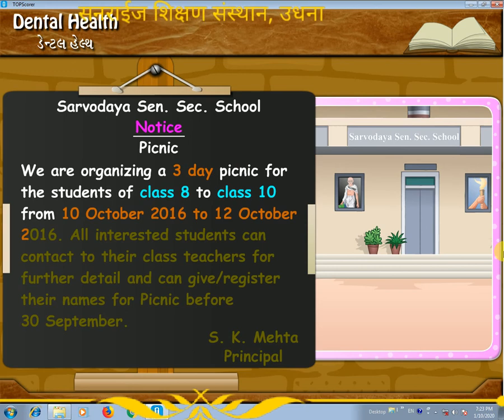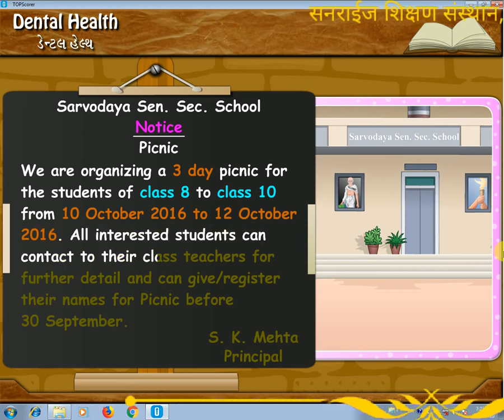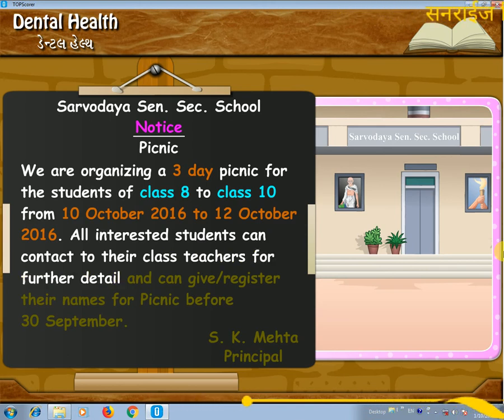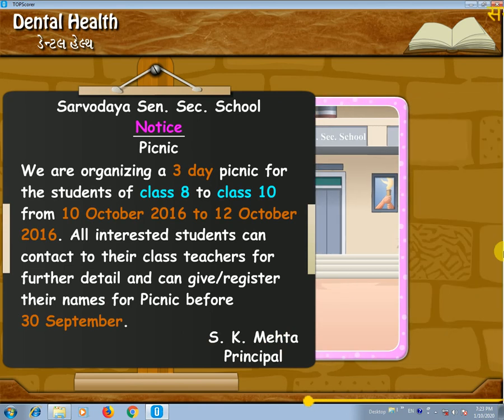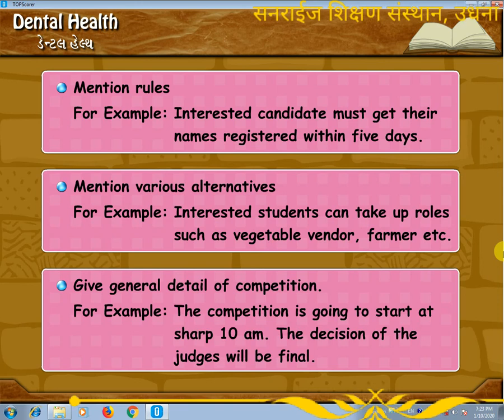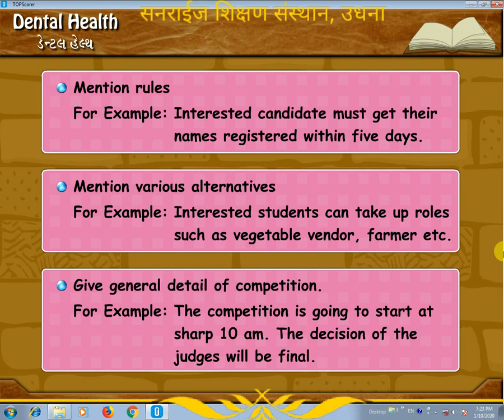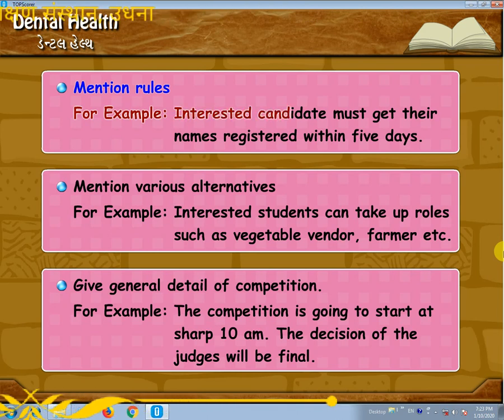Now let us write a notice for fancy dress competition using the given points. Mention rules. For example, interested candidates must get their names registered within 5 days. Mention various alternatives. For example, interested students can take up roles such as vegetable vendor, farmer, etc. Give general details of the competition. For example, the competition is going to start at sharp 10 a.m. The decision of the judges will be final.